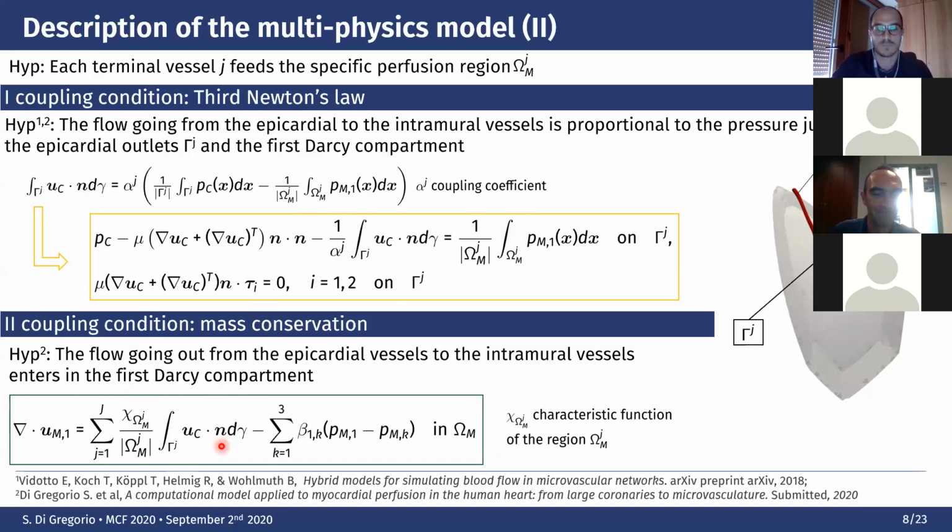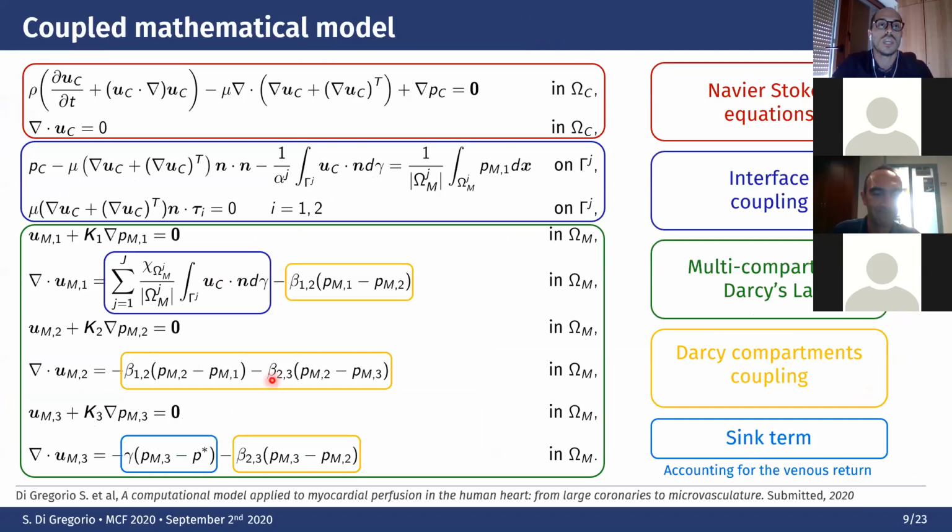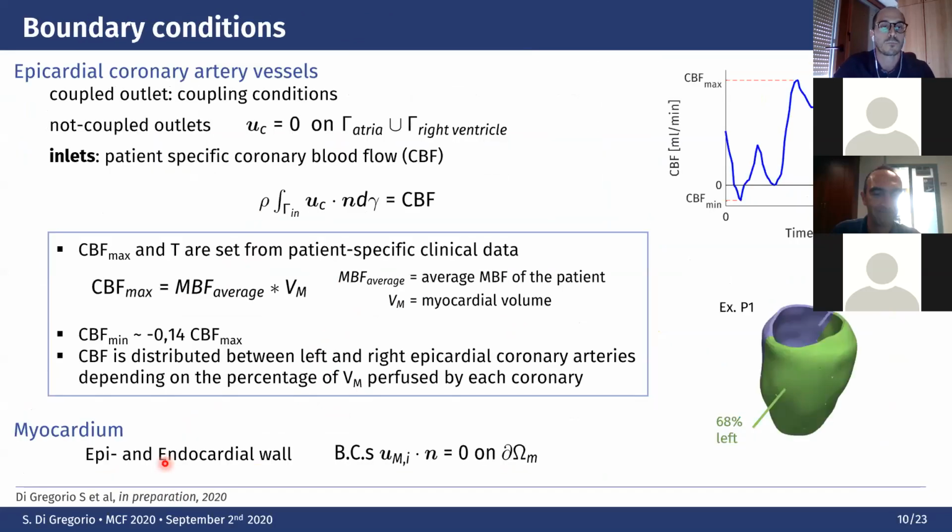And here we have the overall coupled model, in which we have in red the Navier-Stokes equations. In green, we have the multi-compartment Darcy model. In blue, we have the interface coupling conditions. In yellow, we have the coupling conditions in the multi-compartment model. And in light blue, we have the sink term that accounts for the venous return at the end of the intramural vessels. Then we need to impose proper boundary conditions.